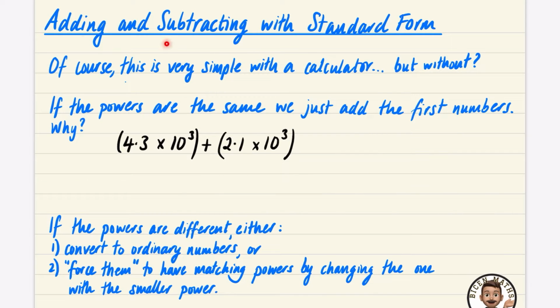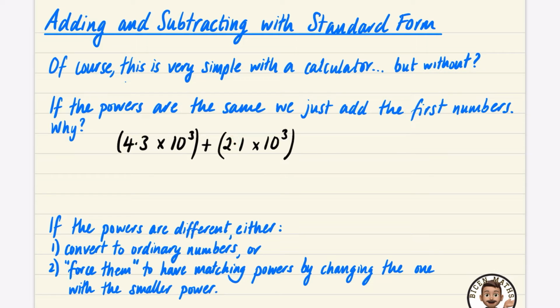So we've left adding and subtracting until afterwards, and it's because it's not quite as straightforward. Well, I've said here, of course, this would be very simple with a calculator. If you haven't watched my previous video about how to use a calculator, make sure that you do. But without, how do we do this? Well, if the powers are the same, we just add the first numbers.